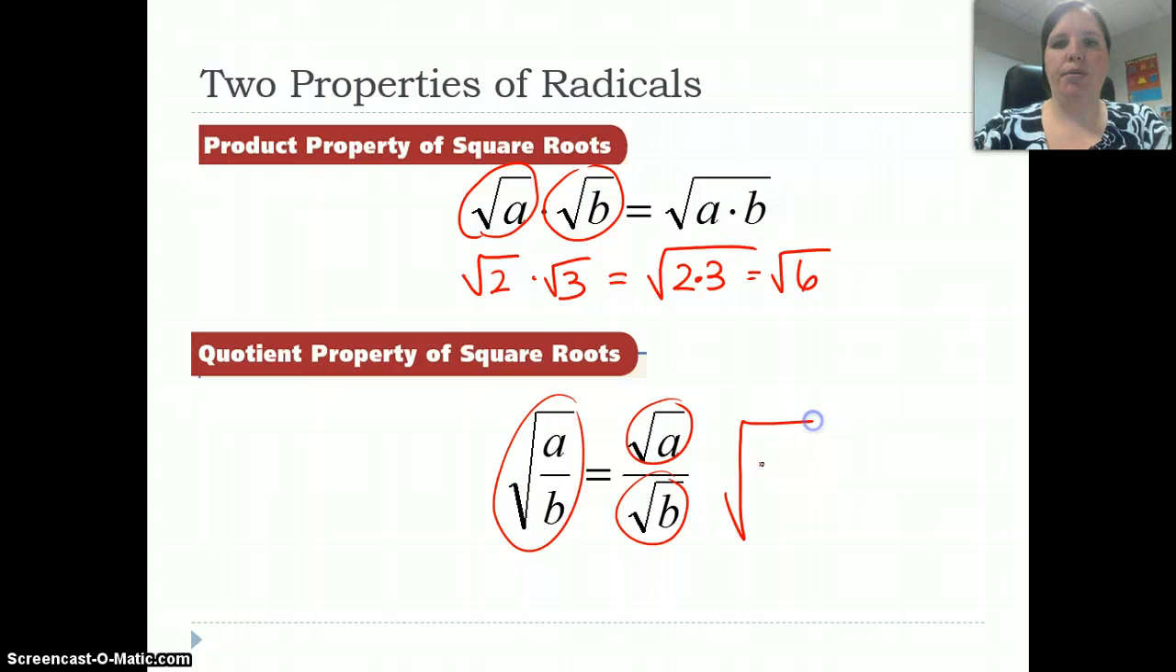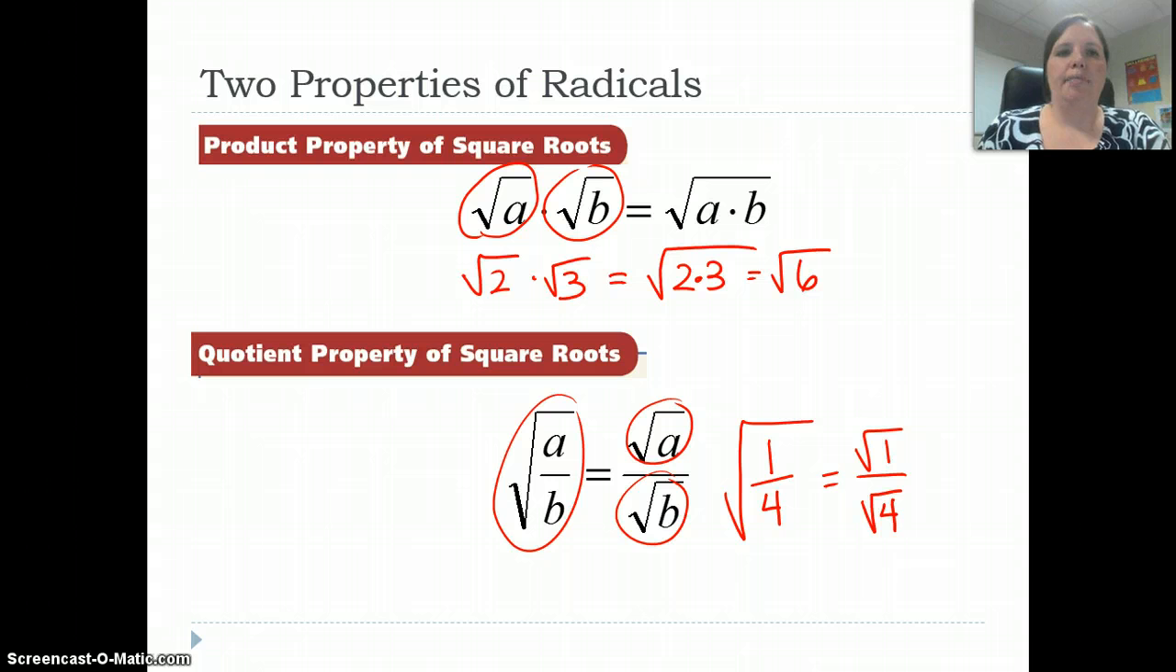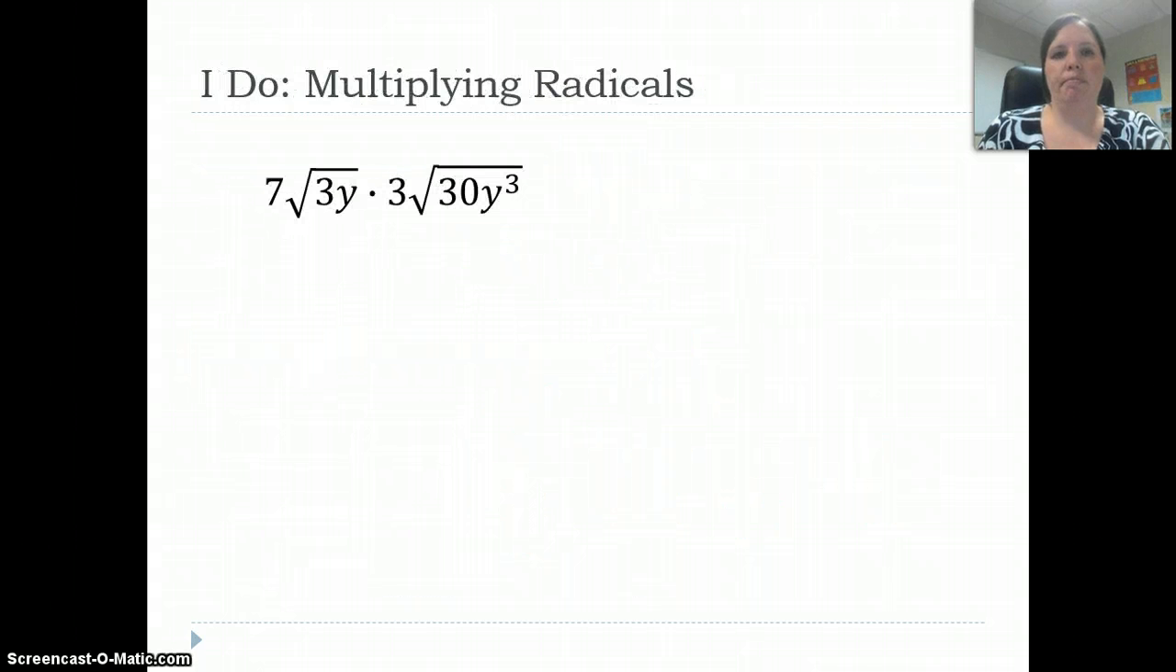So if I was going the opposite, if I had square root of 1/4, I could write that as square root of 1 over square root of 4. And we actually talked about that earlier in the year as well. I threw that in really quick, but we have these properties that can be used to help us when the situation is necessary.